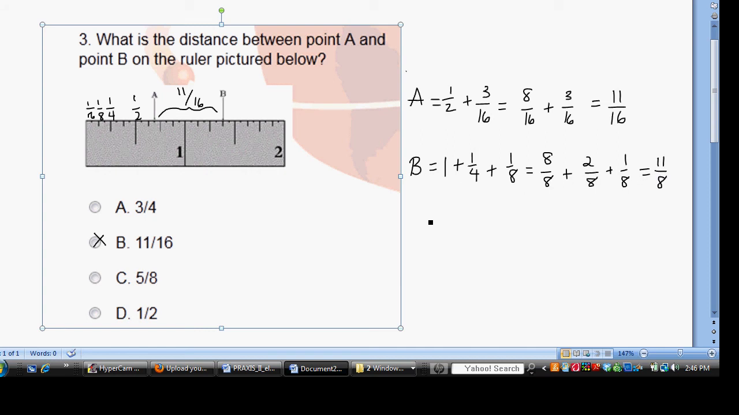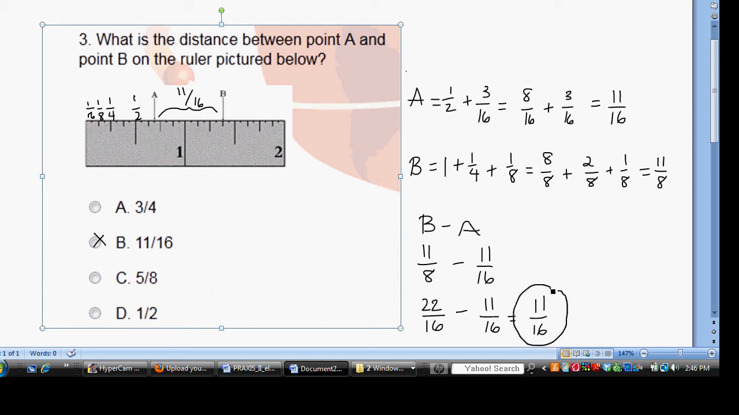To find the distance between A and B, we can just take point B's location and subtract off point A's location. So we take 11/8 and subtract 11/16. Again we need a common denominator, so we double the numerator and the denominator. We get 22/16 minus 11/16, and we see that the difference between the two, that's the distance between the two, is 11/16.